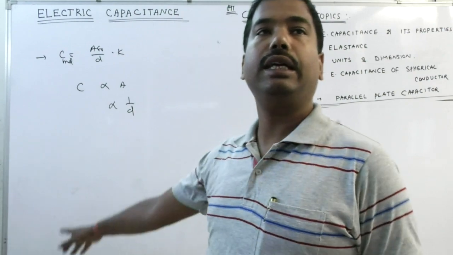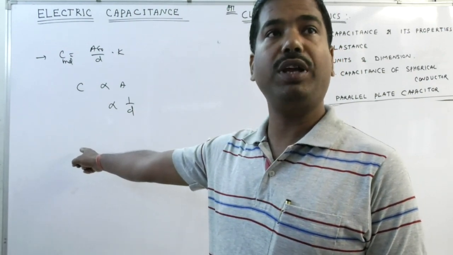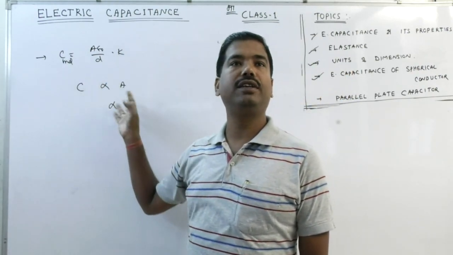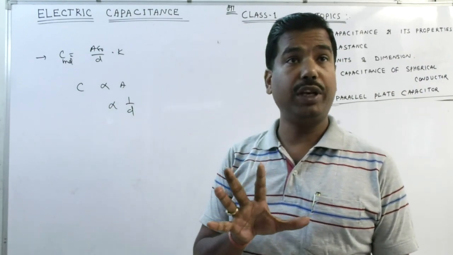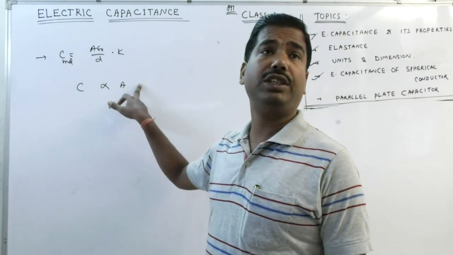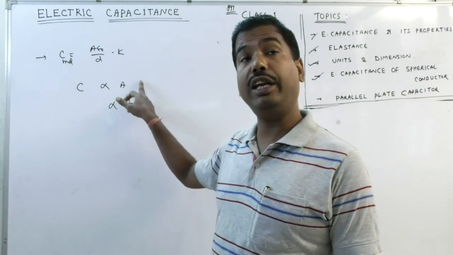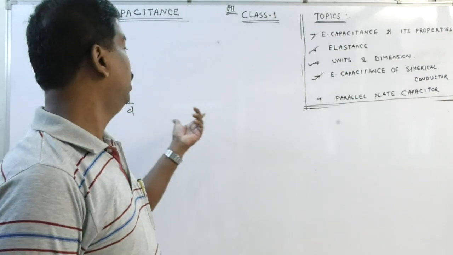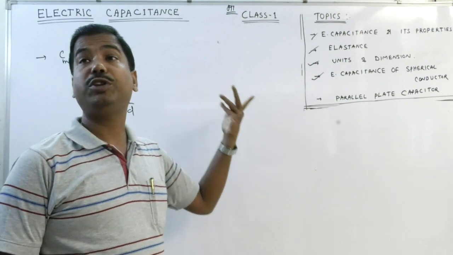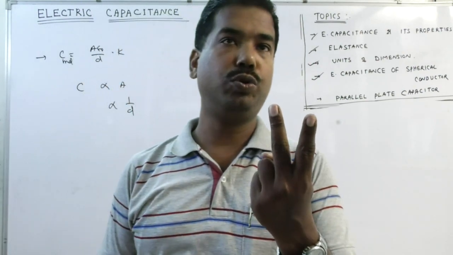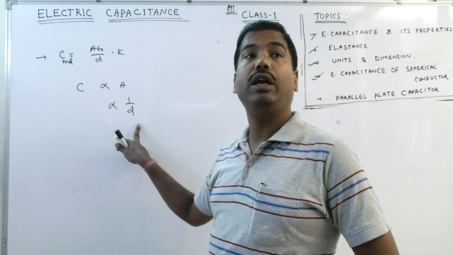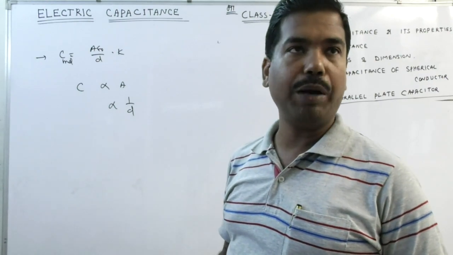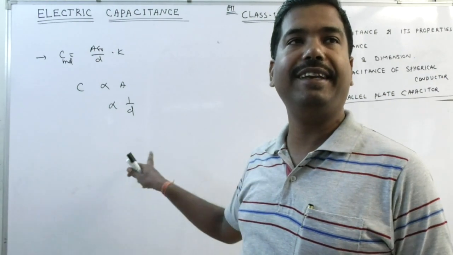Question: does the capacity of a capacitor depend upon the shape and size of the conductor? Yes. Previously we discussed that C is equal to 4 pi epsilon 0 R, so C is directly proportional to the radius of the spherical conductor. Now we also discussed that capacity depends upon the area of each plate and the distance of separation between them. If the area of each plate is doubled, what happens to the capacitance? The capacitance also becomes two times. If the distance between the two parallel plates is reduced to half, what happens to the capacitance? D becomes half, hence the capacitance becomes two times its initial value. Clear?